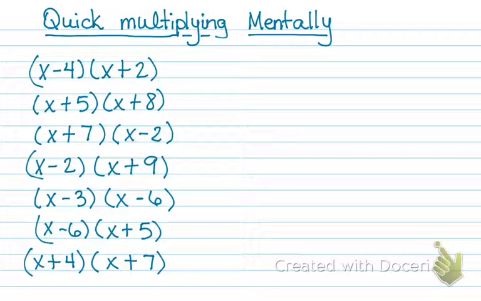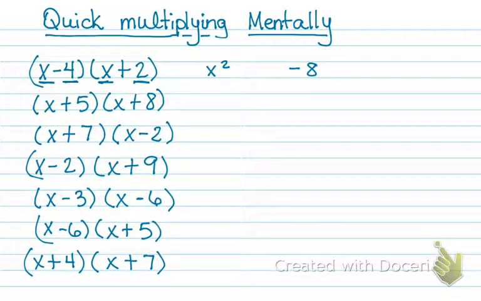So let's talk about some quick ways to multiply mentally. These are some basic binomials by binomials. You'll notice that all the coefficients on the x's are just 1s. If you start looking at the patterns, we had an x and an x. X times x is always x squared. So I know if I'm doing a binomial times a binomial with a coefficient of just 1, I square the first term. Then if I look at the last terms, I multiply those. So I have a negative 4 times a negative 2, and I get a negative 8. So that's going to be my last term.